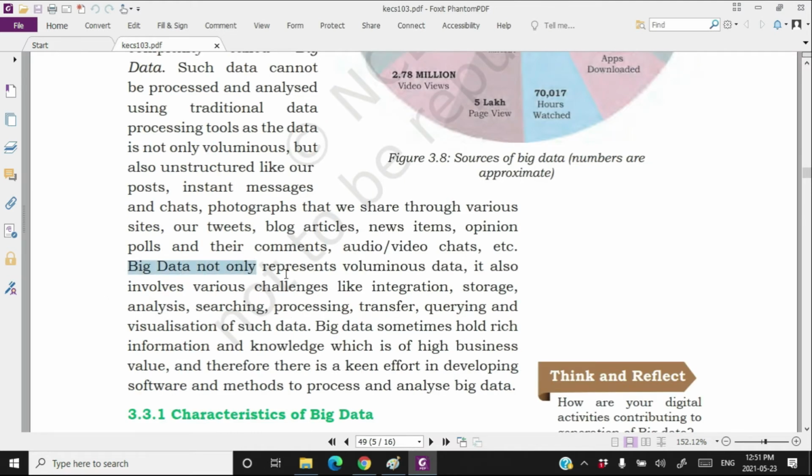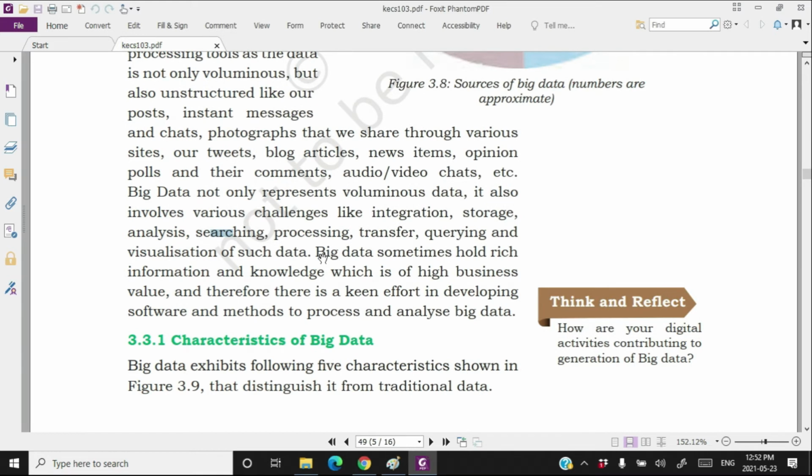So big data not only represents voluminous data, it also involves various challenges like integration, storage, analysis, searching and processing of the data, because the data is not in a small amount. Big data has enormous volume. That's why searching, processing, transfer, querying, and visualization of such data is much more complicated and challenging compared to normal data. Big data sometimes holds rich information and knowledge, which is of high business value. Therefore, there is a keen effort in developing software and methods to process and analyze big data.